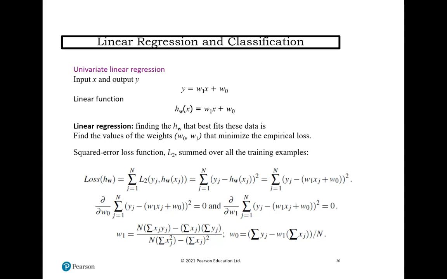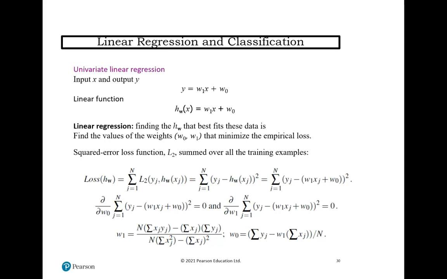So we're trying to find hW, sorry, it's not omega, it's W, that best fits the training data. And to do that, we want to minimize the loss on the training data. So we want to find the weights W0 and W1 that minimize the empirical loss. So if we consider our loss function to be a squared error, in that case, actually, we can find a closed form solution for the weights, the optimum weights W0 and W1.